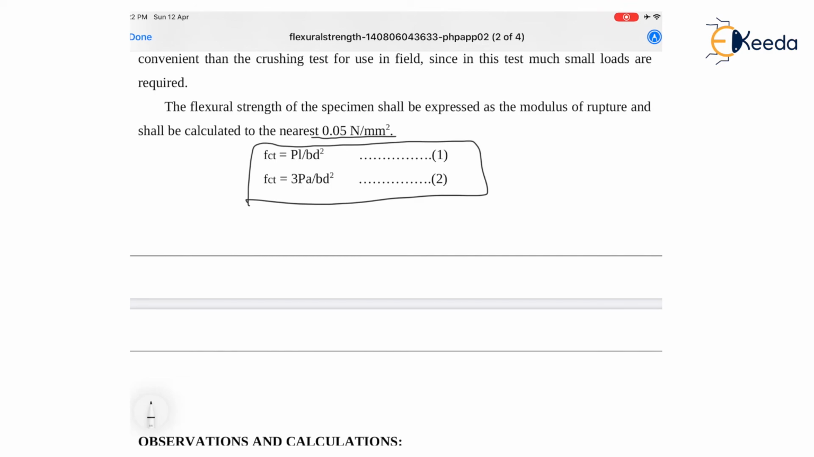So in this video, we have seen the aim, apparatus, and the procedure of finding out the flexural strength of the concrete by using these two formulas.